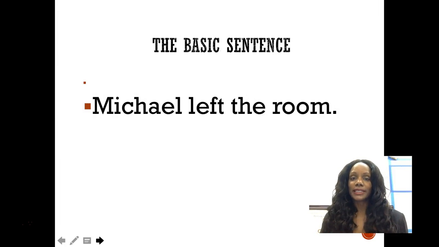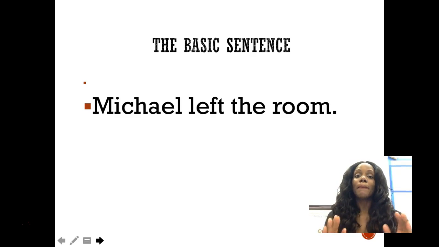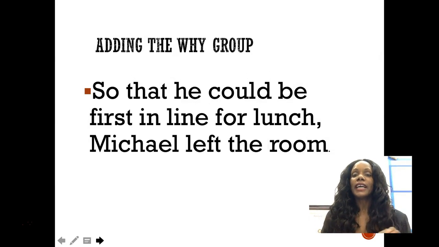Let's take a look at a basic sentence. Now you should write these down. Michael left the room. This is our bar. Michael is our subject. Left the room is our predicate or our verb phrase. Okay? Now here's where we add the why group. I took one of the words or the phrases from my list and I added more so that he could be first in line for lunch. All of that is considered my why group. Now keep in mind, here's my bench or my bar, my basic sentence, Michael left the room.